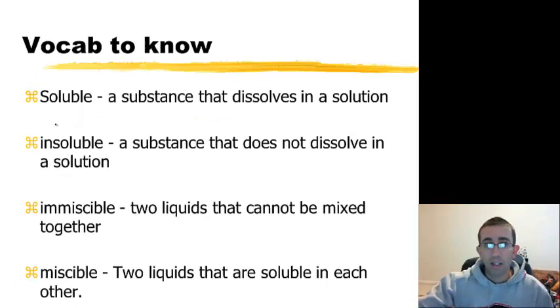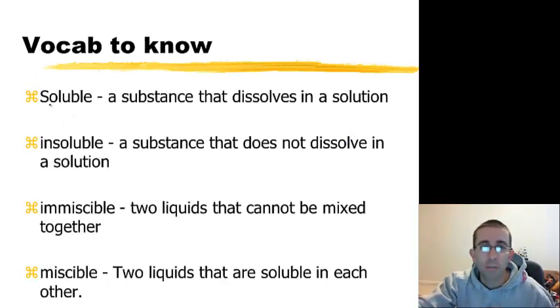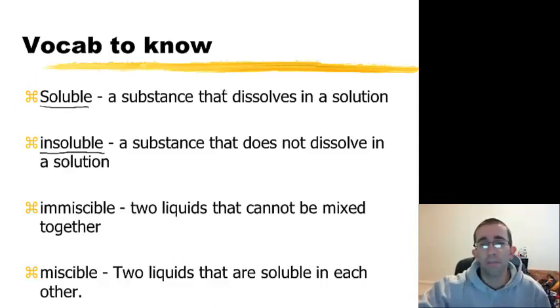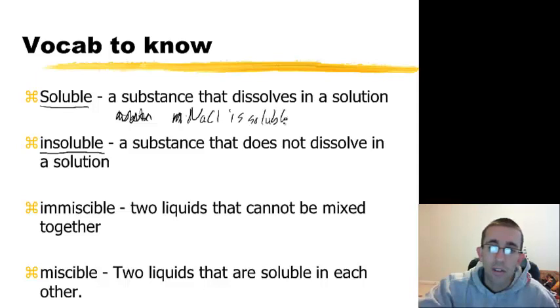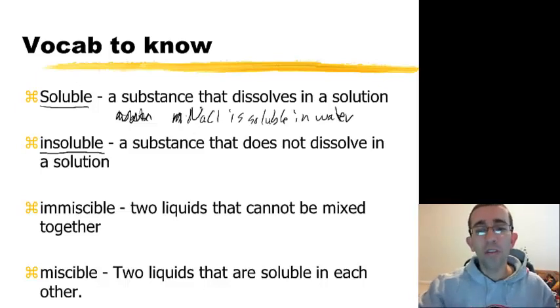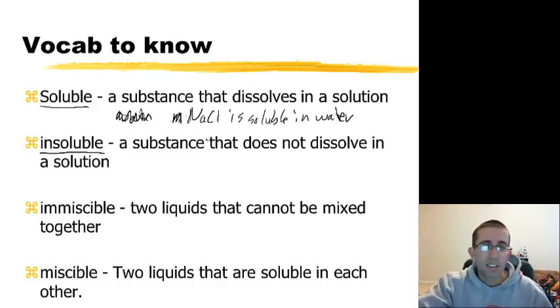More vocab. There's a lot of it this chapter. You're going to want to probably make some flashcards and practice. First two terms: soluble and insoluble. Soluble is a substance that will dissolve in a solution. So sodium chloride, NaCl, is soluble in water. Soluble means it will dissolve. So sodium chloride, if you put it in water, will dissolve. Something else that's soluble in water? Sugar. Sugar is soluble in water.